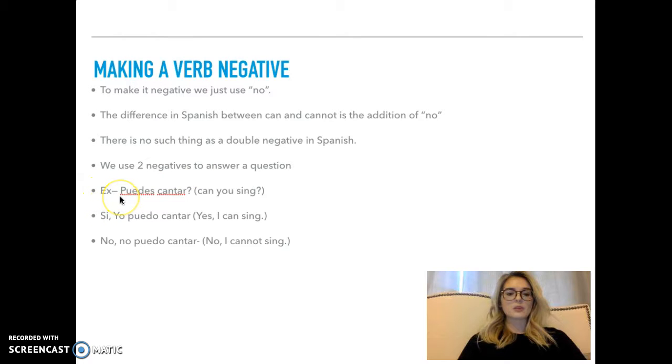So for example, if someone asks you, ¿puedes cantar? Can you sing? You can either reply positively, sí, yo puedo cantar. Yes, I can sing, or negative. No, no puedo cantar. No, I cannot sing. This first no takes the place of this yes answer, answering the question. The second no makes the word puedo, here, negative. So right here, the only difference between I can sing and I can't sing is the no. Sí, yo puedo cantar, yes I can sing, or no, no puedo cantar, I cannot sing. You'll notice that the puedo verb is the same in either sentence.